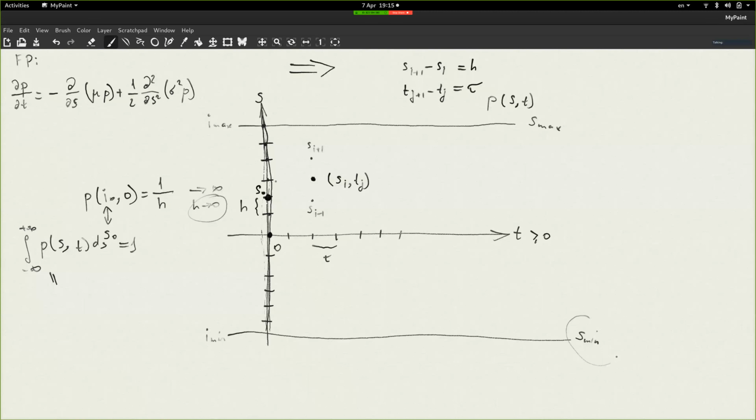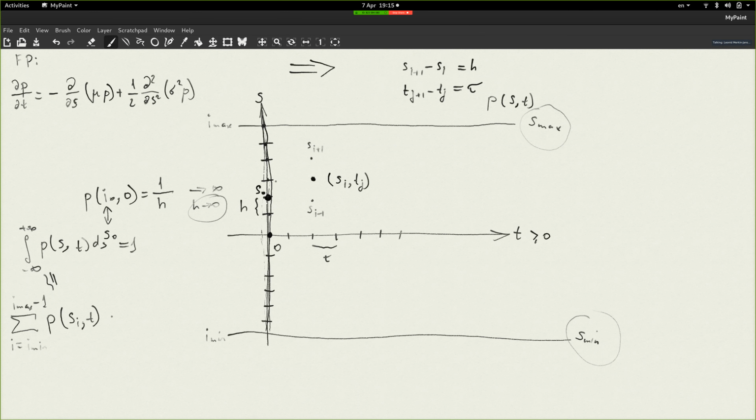Therefore, this integral is approximated by a discrete sum, i from I min to, let's say, I max minus 1, of P evaluated in some point S_i and t. What is ds? ds in this case is precisely the step with respect to s, h, and the sum must be equal to 1.